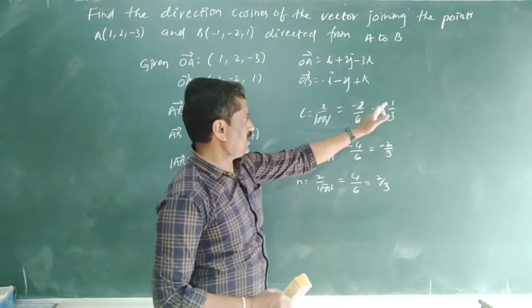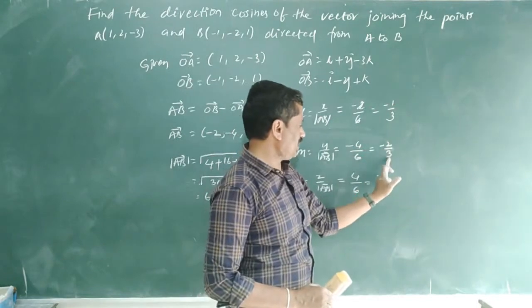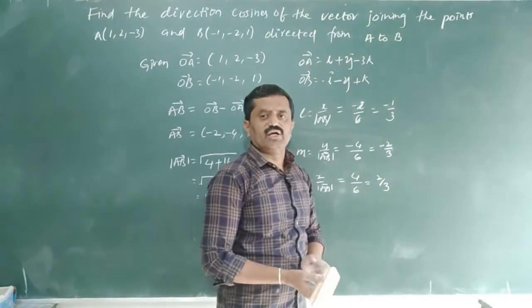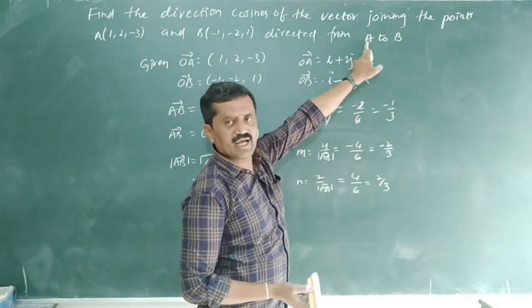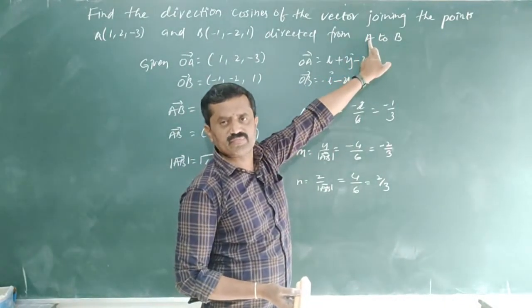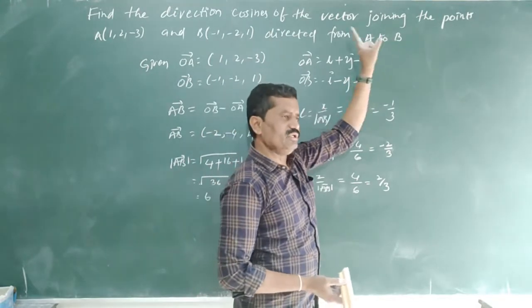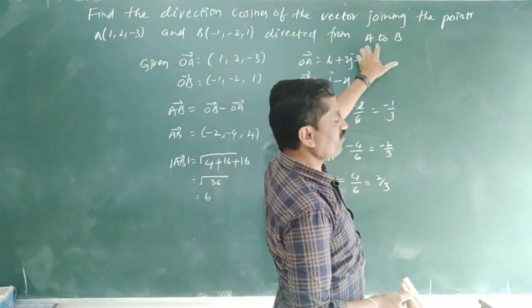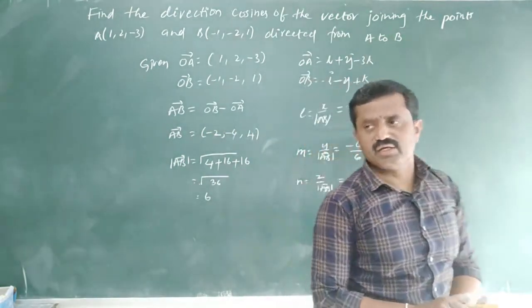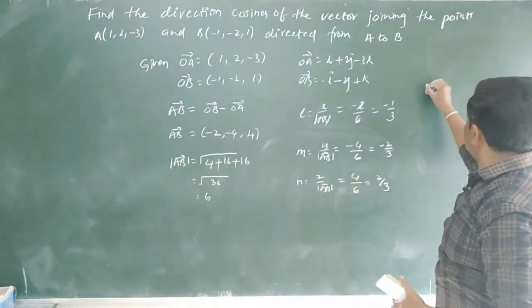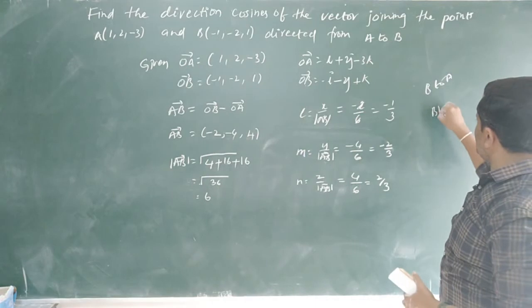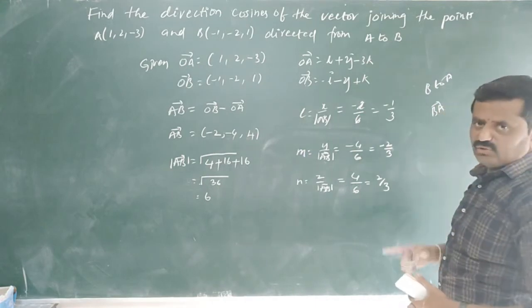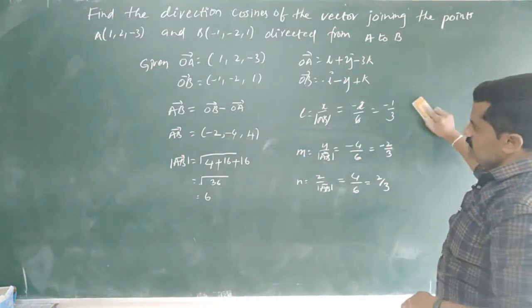Therefore minus 1 by 3 comma minus 2 by 3 comma 2 by 3 are direction cosines of the line joining A and B, directed from A to B. You should remember this is important, directed from where to where? A to B is important. If it has given B to A, then this would be vector BA bar, right? You should remember this.